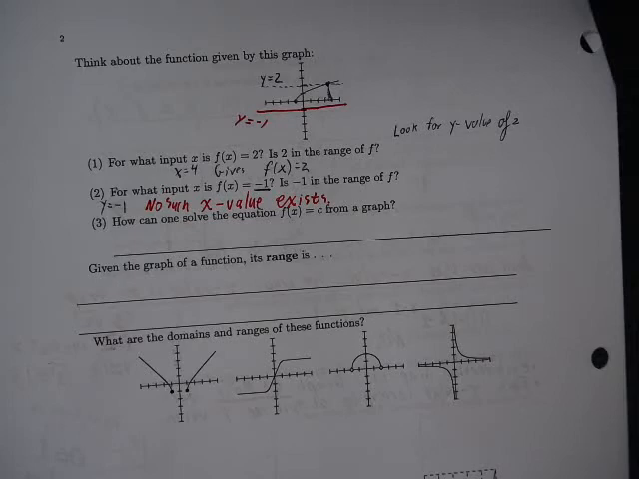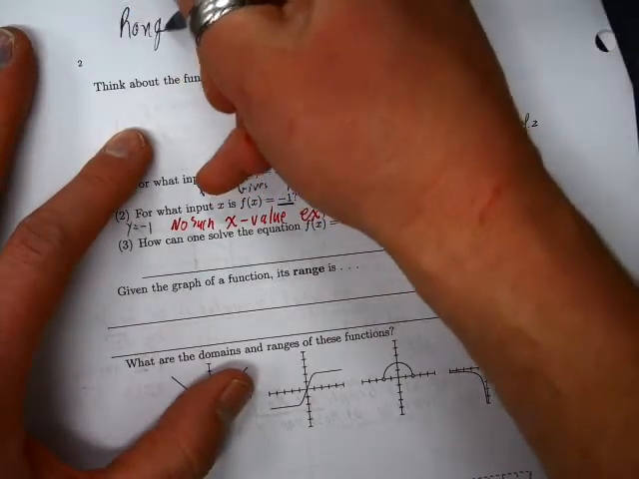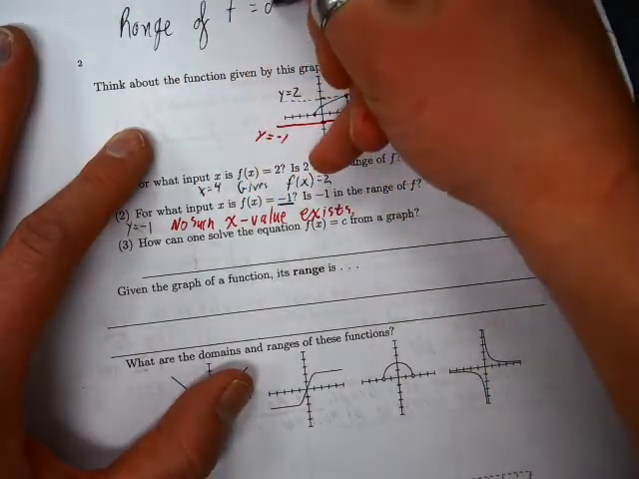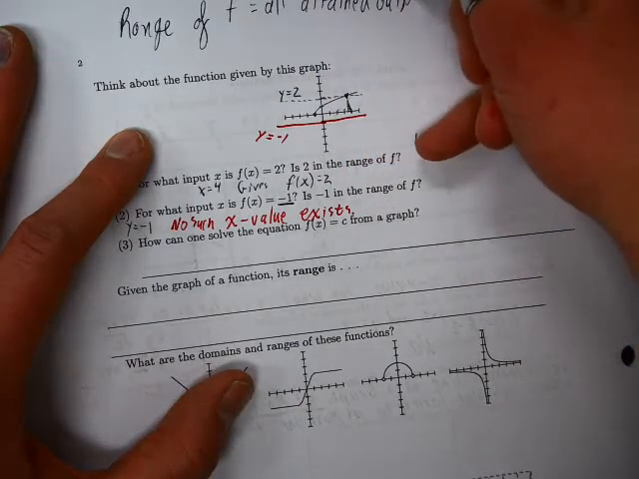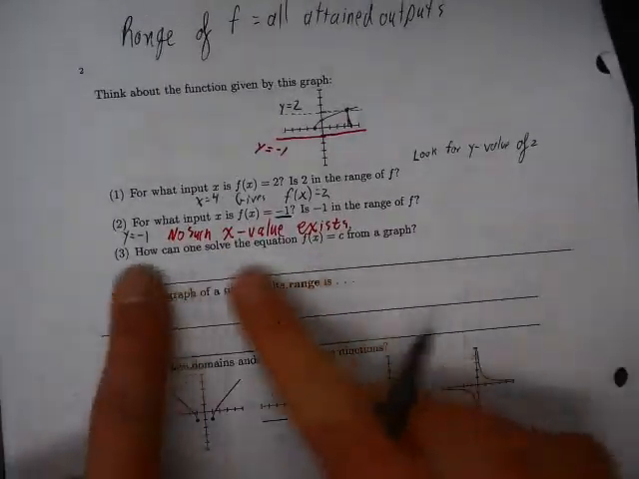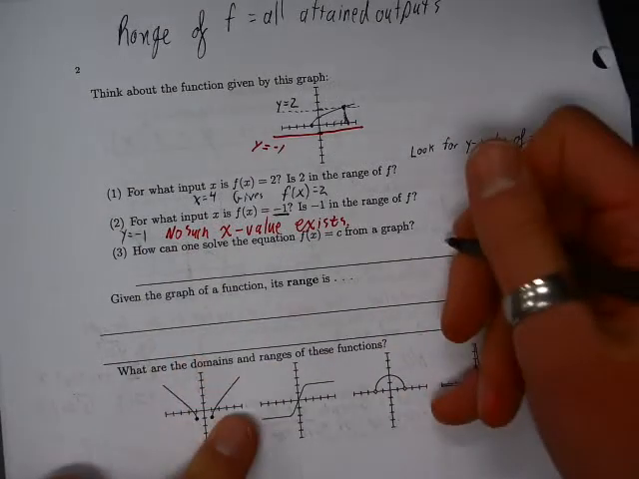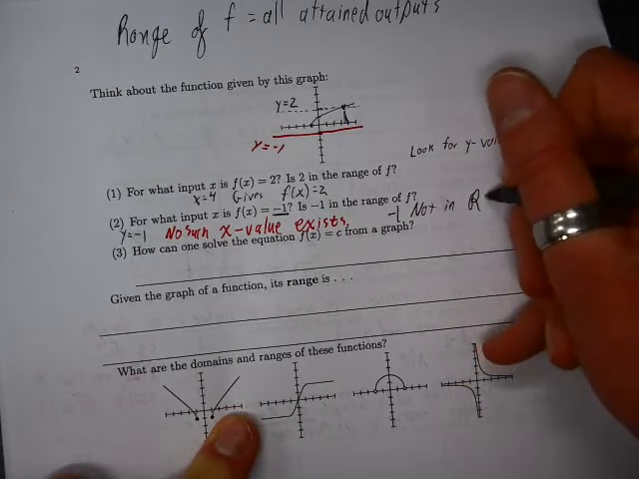So is that value negative 1 in the range? Who remembers what we said the range is defined to be? Let's just state that real quick. If I give you a function, the range of that function is all attained outputs. All outputs of the function that actually correspond to inputs. So it looks like negative 1 is not such an output. It's not actually hit by the function. So negative 1 is not in the range.